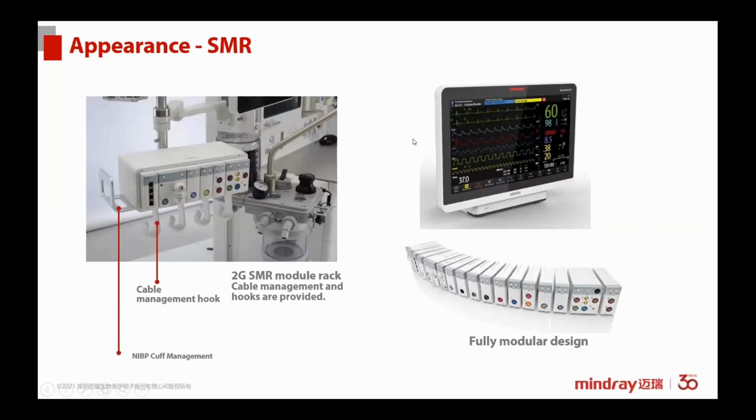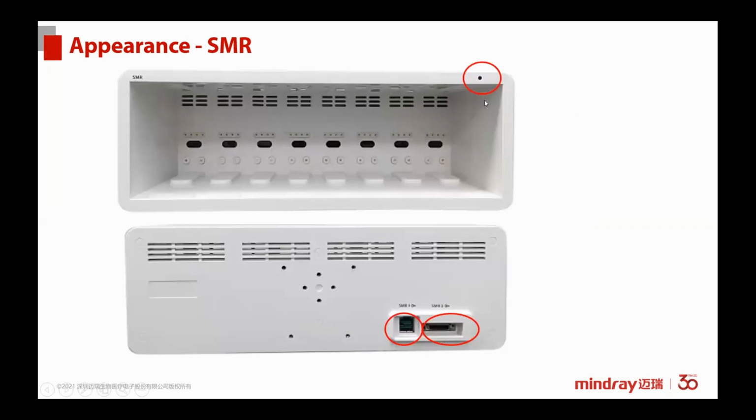Here is the SMR module. The full name should be the Satellite Module Rack. From here you can see we have NIBP cuff management, so we can put the NIBP cuff here when you don't need to use it. Also we have the cable management hook to help you manage the accessories. You can see we support multiple different modules. On the SMR module, we have a working indicator showing the connection. If the connection is normal, it is working, and the indicator will be lit.